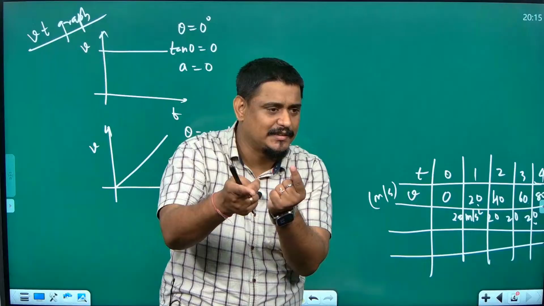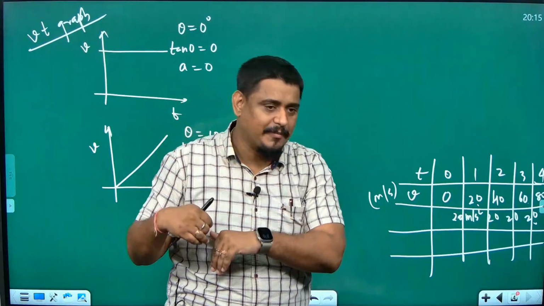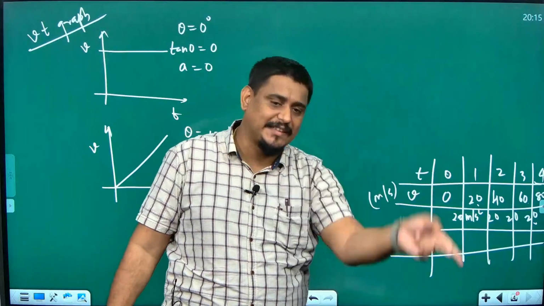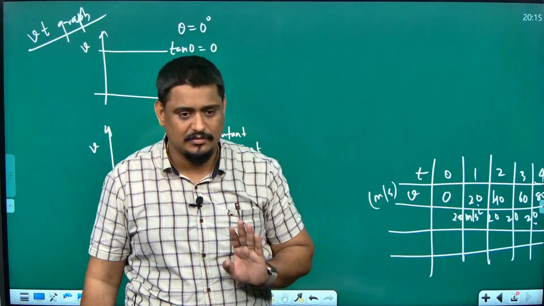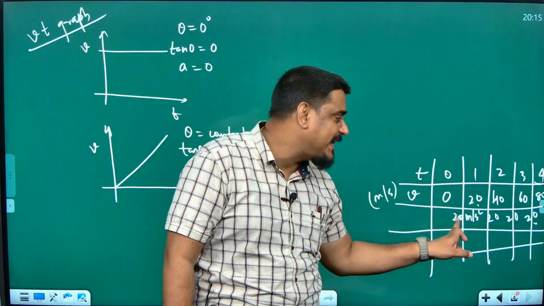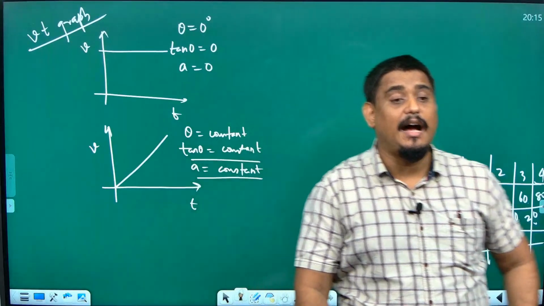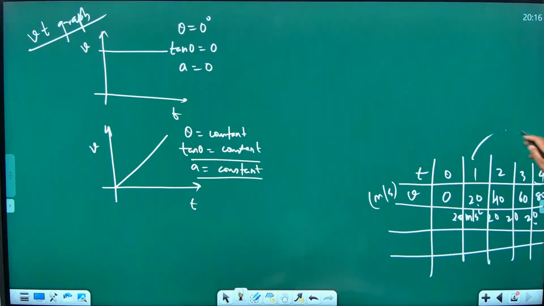20 meter per second. And what is acceleration? Change in velocity by time. So 20 meter per second by 1 second will be 20 meter per second square. So for every 1 second, since the acceleration is the same, 20 meter per second square, 20 meter per second square. Suppose, sir, I want to check in 1 to 4 second. Same thing will come, check.